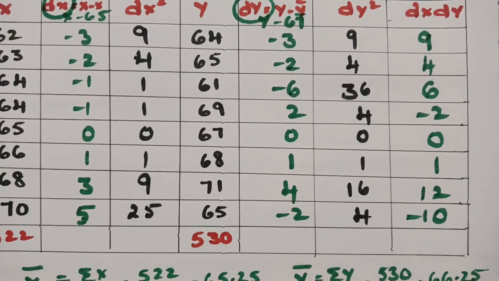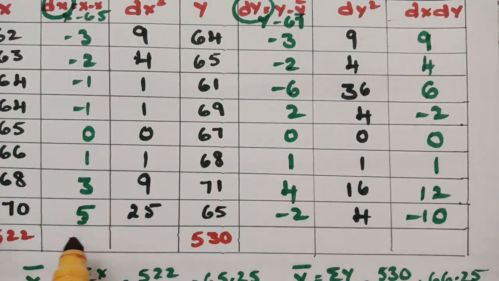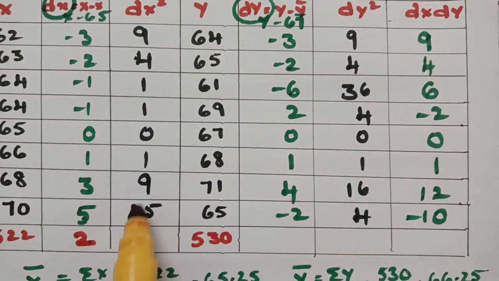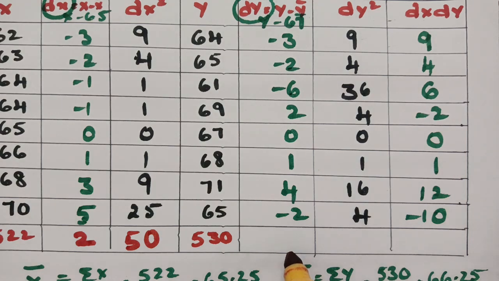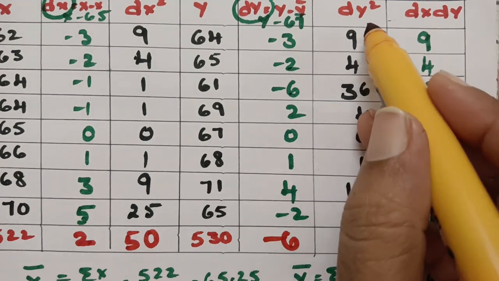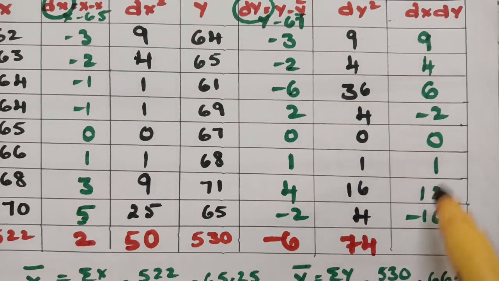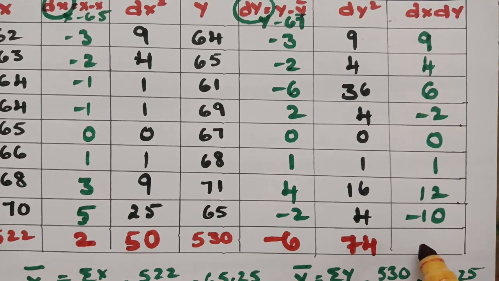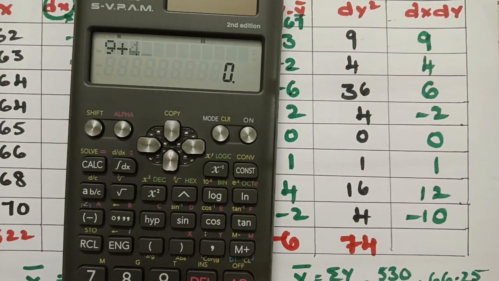Now we have to add up all these. After addition, this is sigma dx. If you add, this will be 2. And if you add all this using your calculator, this value is equal to 50. And if you add all these, this will be minus 6. And if you add all these, this is 74. And for the last column, let me check here: this is 9 plus 4 plus 6, minus 2 plus 1 plus 12.